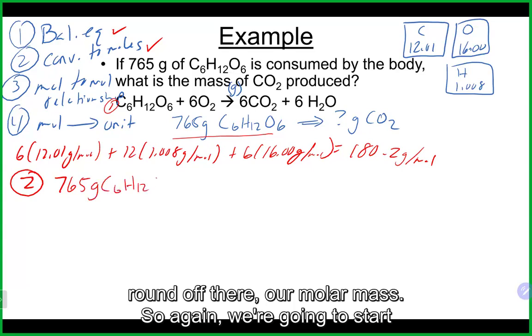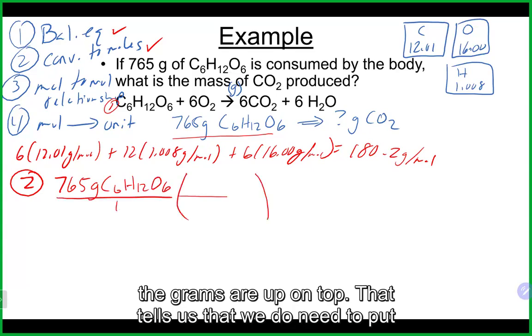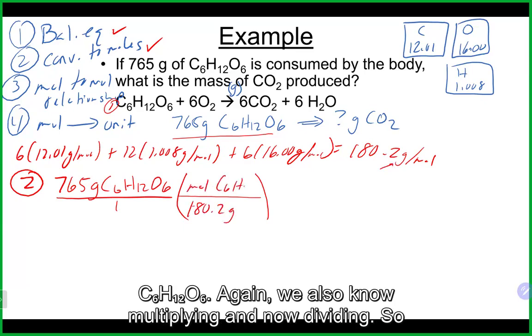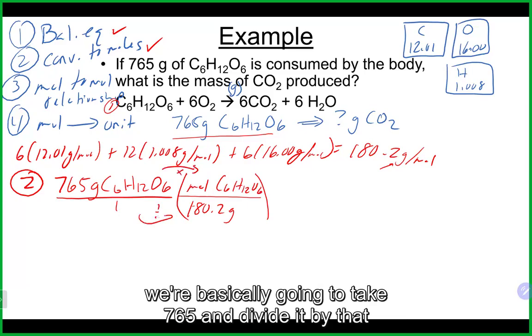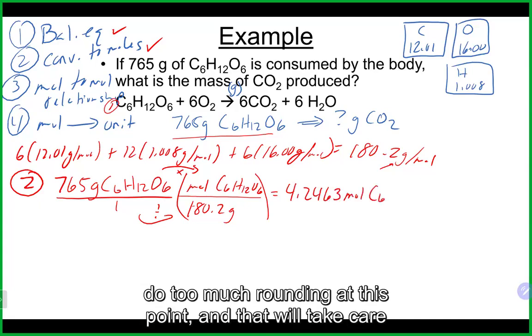Again, we're going to start with what was given to us. We know it's over 1, which means the grams are up on top. That tells us that we need to put the grams on the bottom to cancel: 180.2 grams per mole C6H12O6. We also know multiplying and now dividing. So we're basically going to take 765 and divide it by that number. That's going to give us 4.2463. Again, I'm not going to do too much rounding at this point.